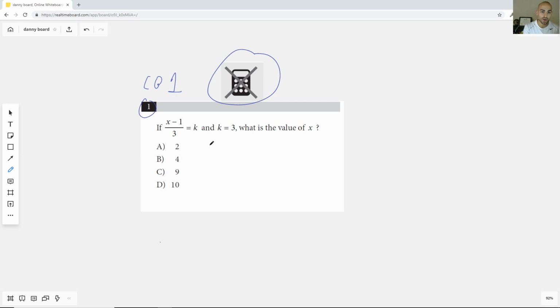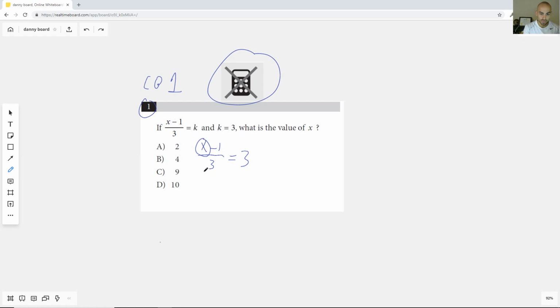So the more standard way to go about it, the way that the test prefers people to go about it, which doesn't necessarily mean it's the right way. The right way is always going to be the way that makes the most sense to you, is to isolate x once we plug in for k. They're telling us what k is in this problem. k equals 3. Let me just read the problem. If this fraction equals k and k equals 3, what's the value of x, right?